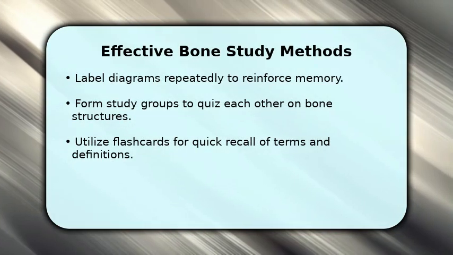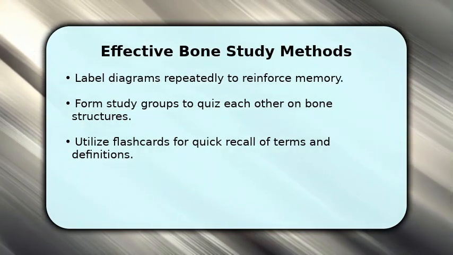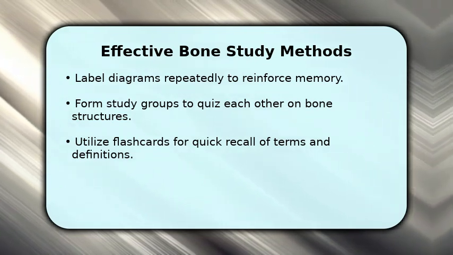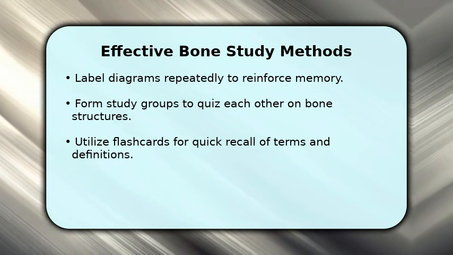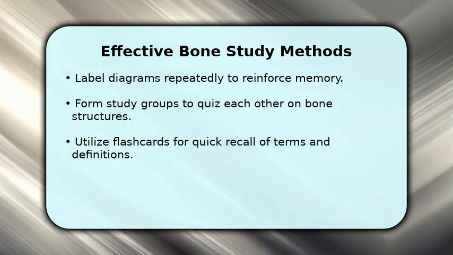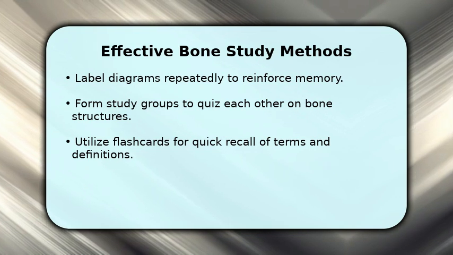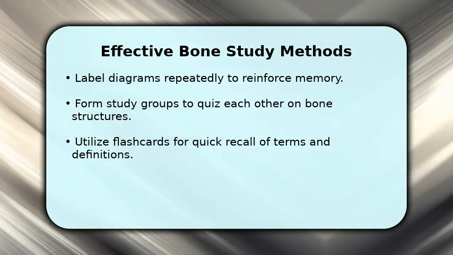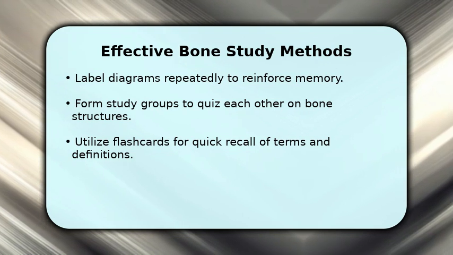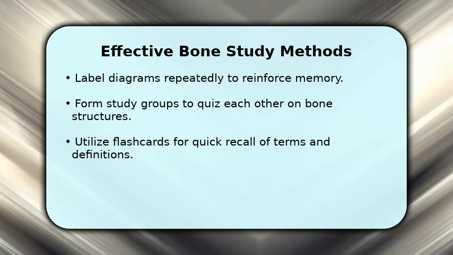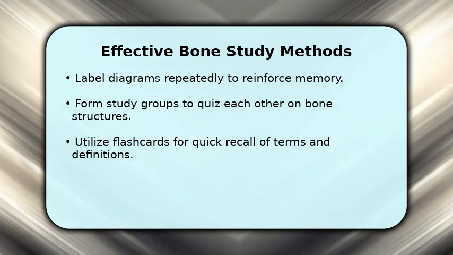To make your study sessions more effective, try actively labeling diagrams without looking at the answers first. This helps solidify your recall. Joining a study group can also be incredibly beneficial. Quizzing each other on bone names and features, like the 206 bones in the adult human body, can highlight areas needing more attention. Flashcards are excellent for memorizing specific terms and their definitions, allowing for quick, repetitive review.